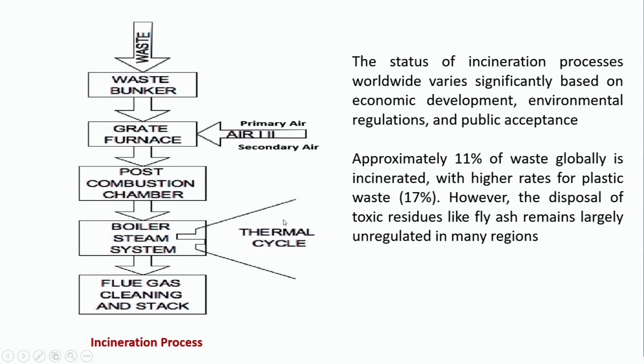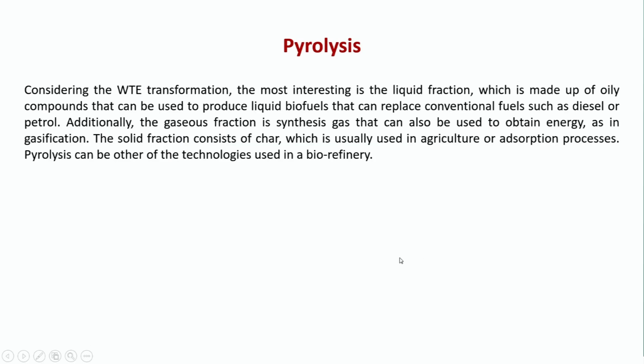Environmental regulations and public acceptance. These are the most important factors which cause those variations across different countries in the world. Approximately 11% of the waste globally is incinerated, with the higher rates mostly for plastic waste. Among the waste put into that bunker, mostly the plastic is always going to be higher. If we look at the composition of that waste, definitely plastic will always be the higher amount. However, the disposal of toxic residue like fly ash remains largely unregulated in many regions of the world.